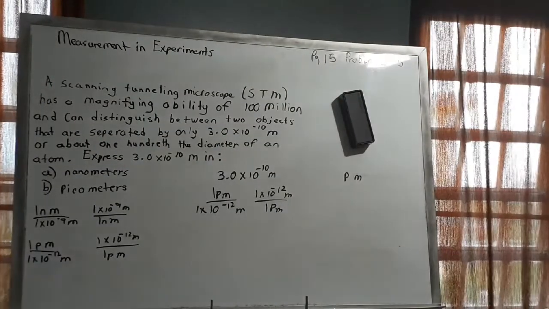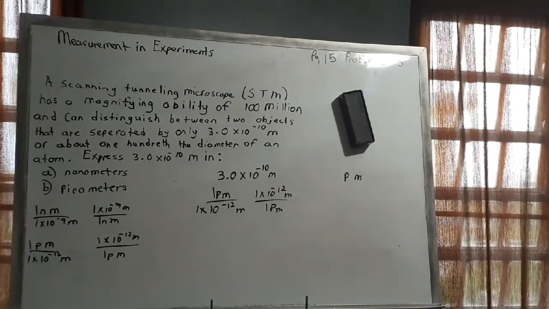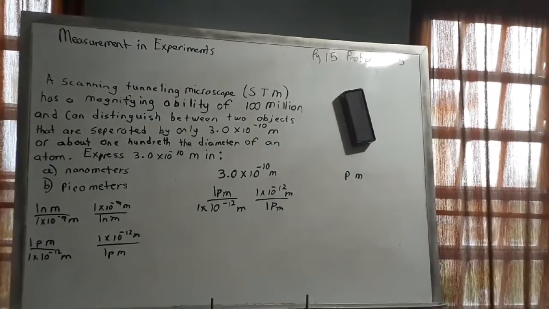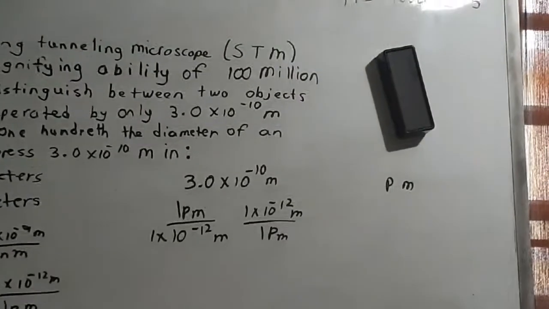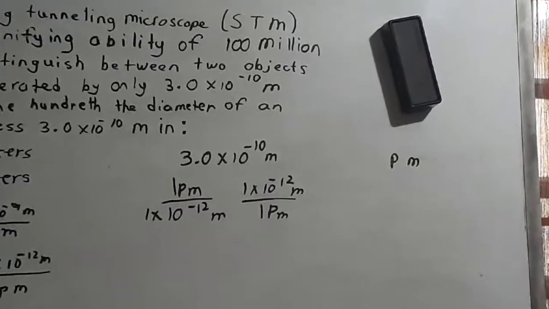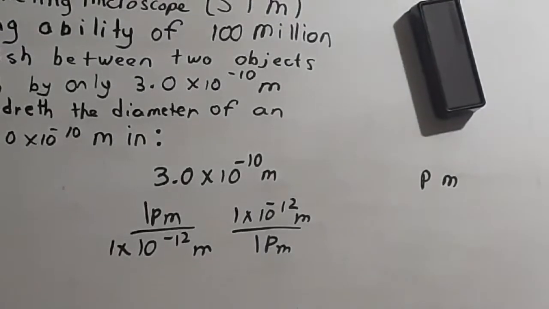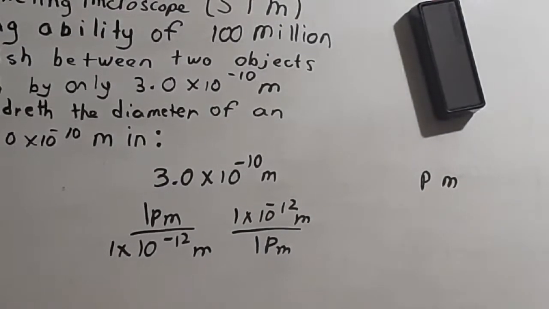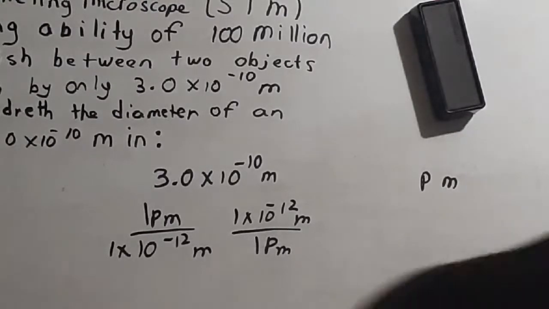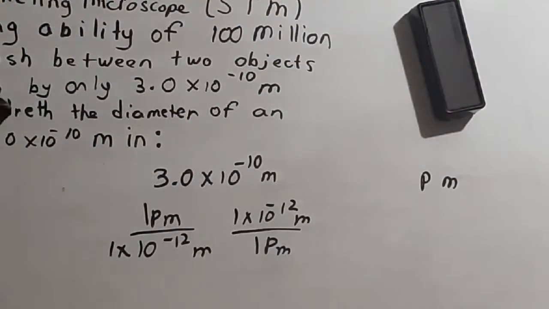So again, if I'm going from a larger unit, which is meter, because technically there's a negative there. So if I'm going from a larger unit, which is 3 times 10 to the power of negative 10 meters, to a smaller unit, which is picometers, I'm going to divide. Now that's a little bit difficult for you to remember, because sometimes it can be just write the ratios.